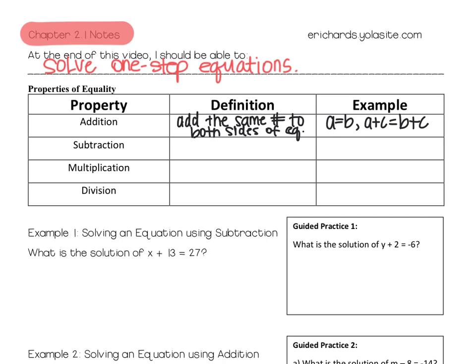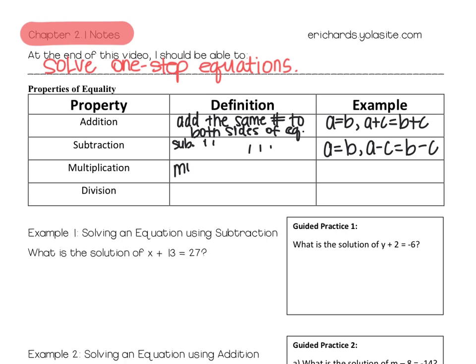The subtraction property states that you can subtract the same thing from both sides of an equation. So, if I have A equals B and I want to subtract C, I can do that as long as I subtract it from both sides.